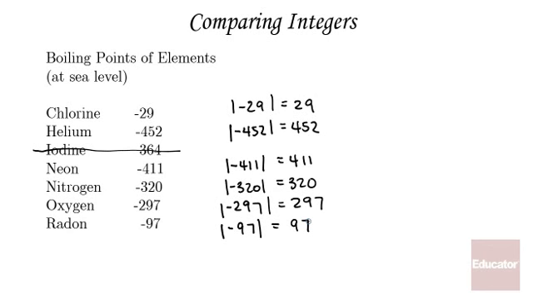Now, without thinking about the negatives as listed in the problem here, we can concentrate on the values. So the largest value would be 452. 452 is the number that is the farthest away from 0. So if we were to consider these elements, helium, with the largest absolute value, is our smallest number.